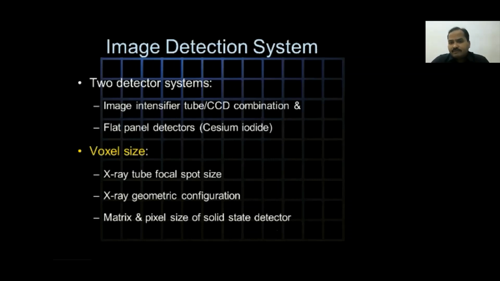The X-ray geometric configuration, secondly, is also responsible for producing the voxel size, matrix and the pixel size of the solid state detector. Means what detectors we are utilizing, what will be the matrix of detection and the formation of pixels in that detector itself. That will also be very, very important in creating the voxels and their size in turn.